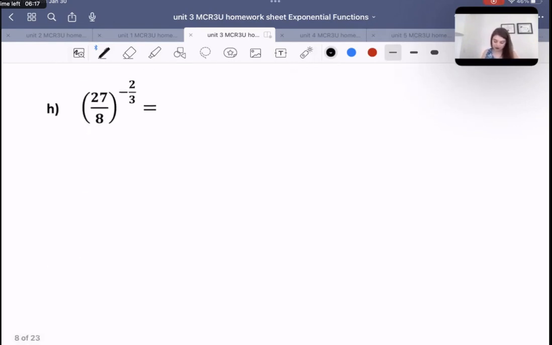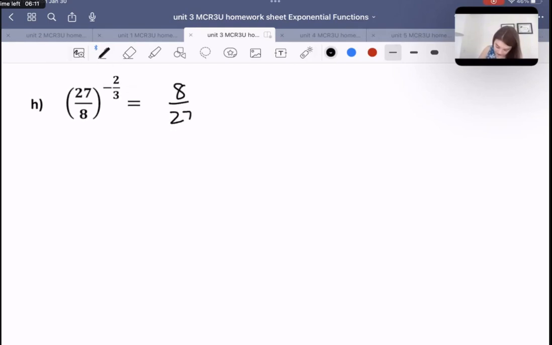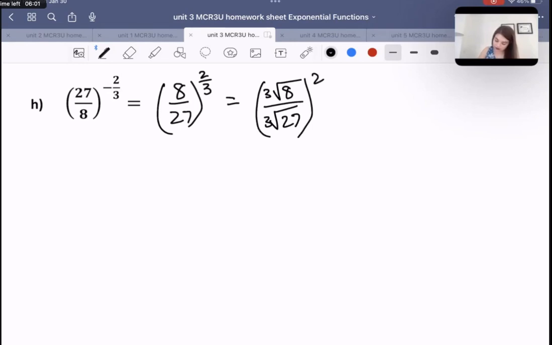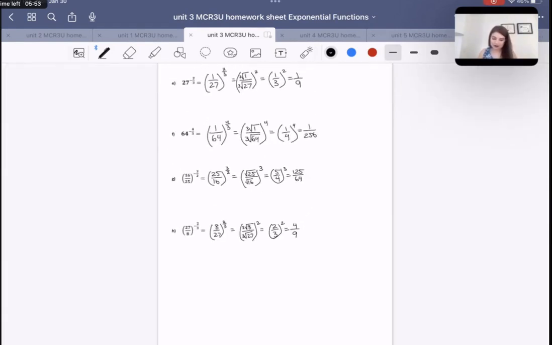Okay, what about H? So H, again, we have to flip it. So we have 8 over 27 to the power of 2/3. Then we'll take the cube root of 8 and the cube root of 27 and square. Then we will say, well, that's 2 over 3 squared, which is 4 over 9, and that's our final answer.